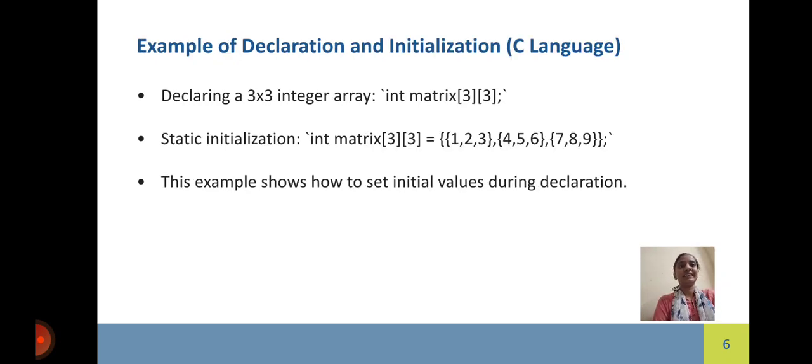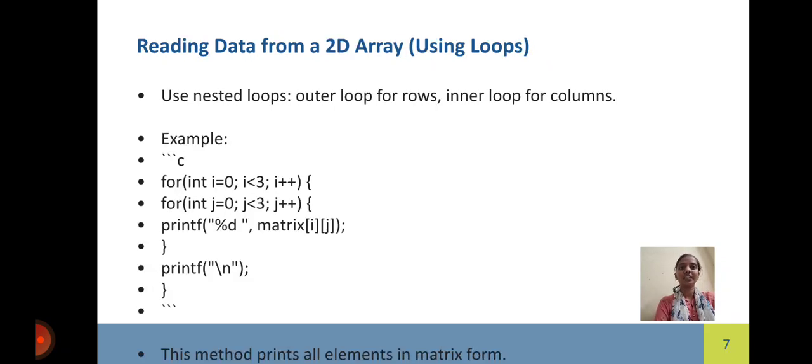Example of declaration and initialization. Declaring a 3 by 3 integer array, integer matrix, 3 rows and 3 columns. Static initialization, integer matrix, 3 rows and 3 columns. Then we have to declare it like that: {1, 2, 3}, {4, 5, 6}, {7, 8, 9}. This example shows how to set initial values during declaration.